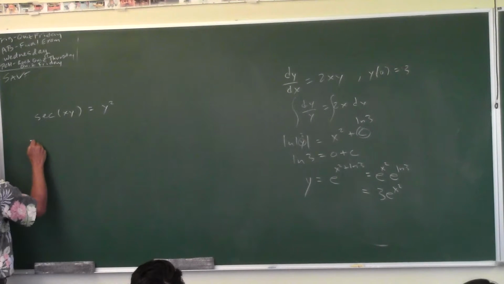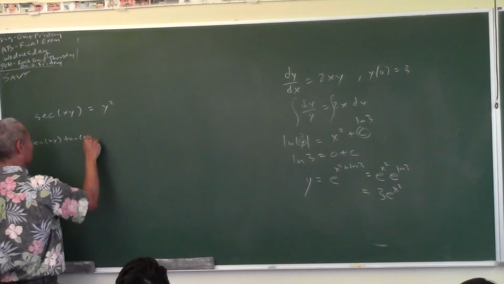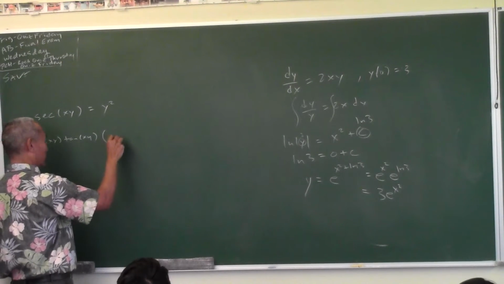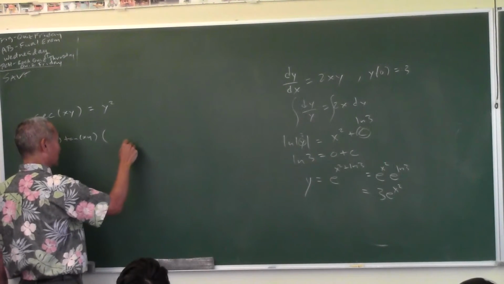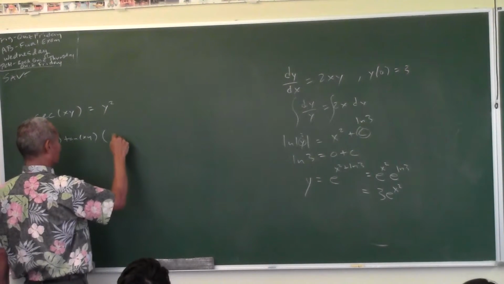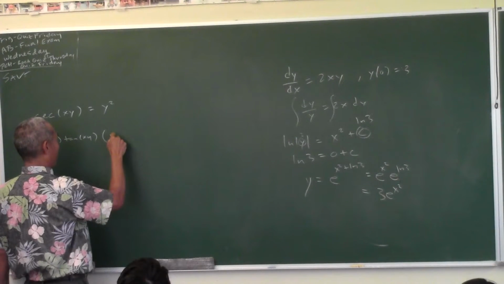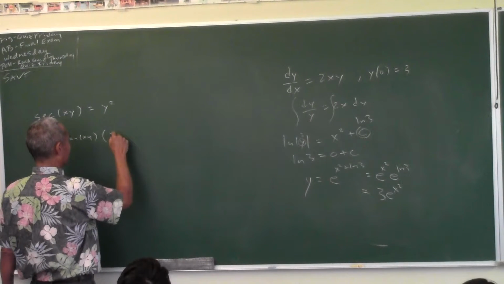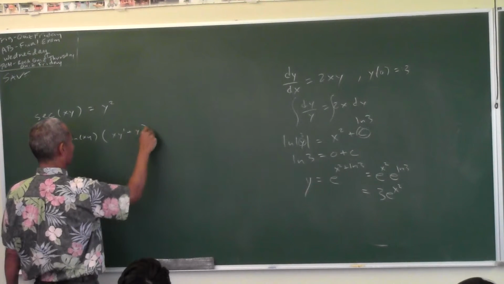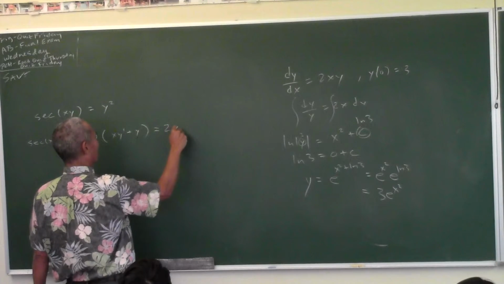Secant box tangent box times x y, or the derivative of box, which is the product rule, two parts. You add the things after you do the thing. So x times the derivative of y, y prime, plus y, equals 2y.